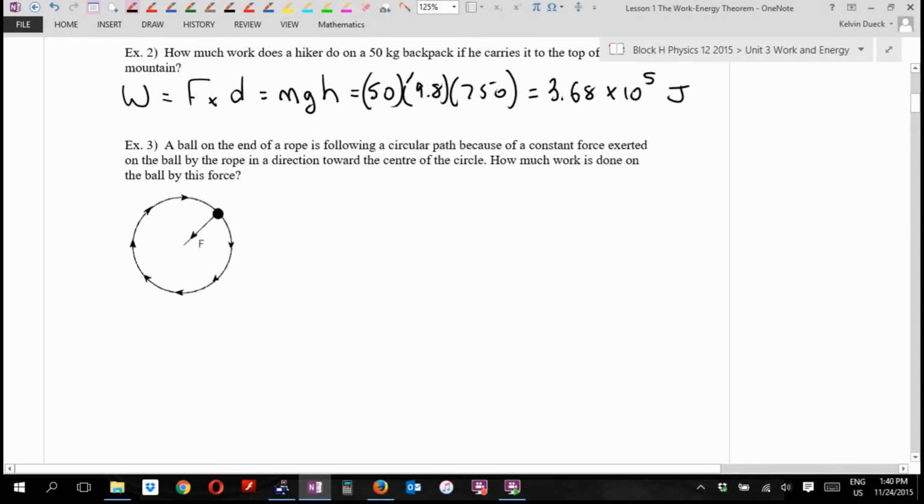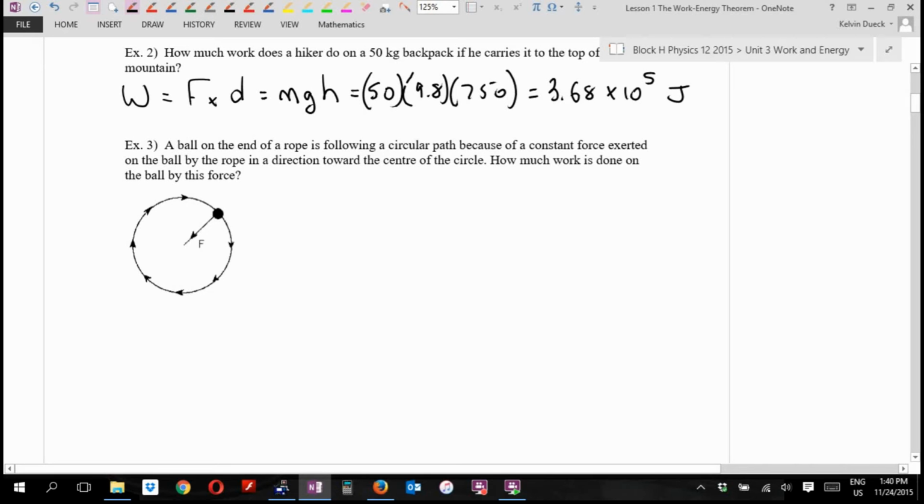A ball on the end of a rope is following a circular path because of a constant force exerted on the ball, like this. I can feel that there's a force exerted on the ball because I can feel the ball tugging my hand, and forces come in pairs. There is tension in the string. How much work am I doing on the ball right now?